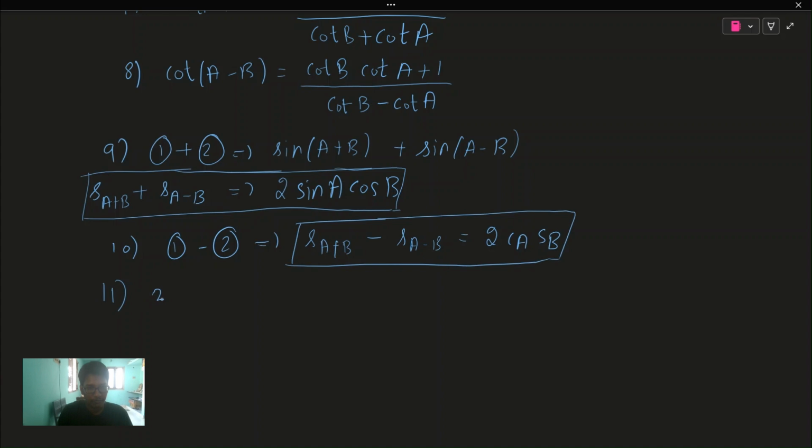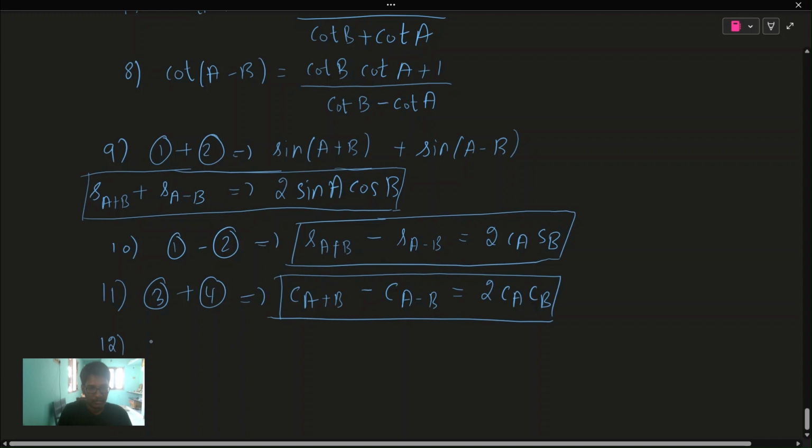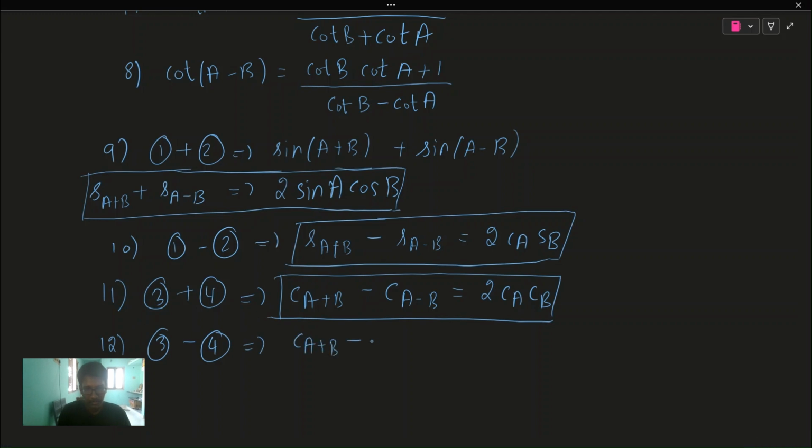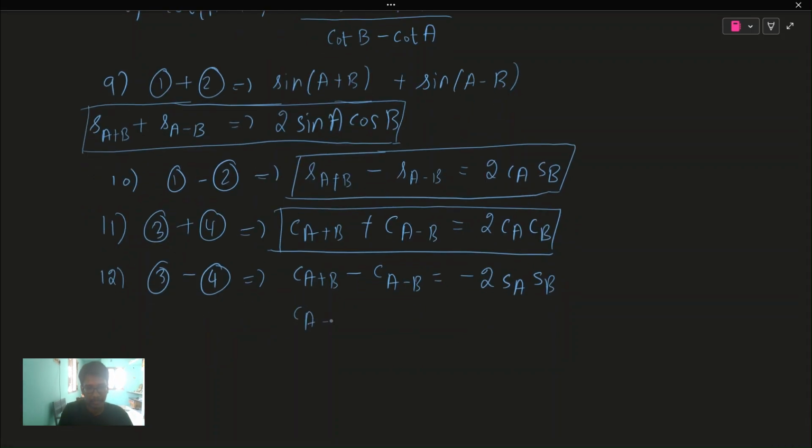Same way, 3 and 4 would give you, which means cos of A plus B plus cos of A minus B equal to 2 cos A cos B. And 3 minus 4 would result in cos of A plus B minus cos of A minus B, which would give you minus 2 sin A sin B. Putting negative on both sides would give cos of A minus B in the front and cos of A plus B, equal to 2 sin A sin B.